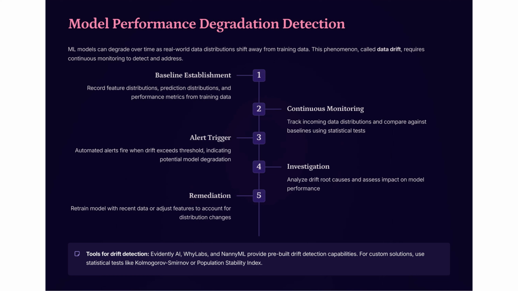Model performance can degrade due to data drift, where real-world data shifts from training data. Establish baselines by recording feature and prediction distributions. Continuously monitor incoming data, using statistical tests to compare against baselines. Trigger alerts when drift exceeds thresholds, analyze root causes, and retrain models if necessary. Tools like Evidently AI and WhyLabs assist in drift detection.